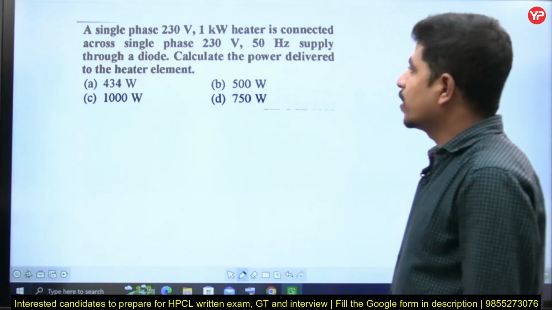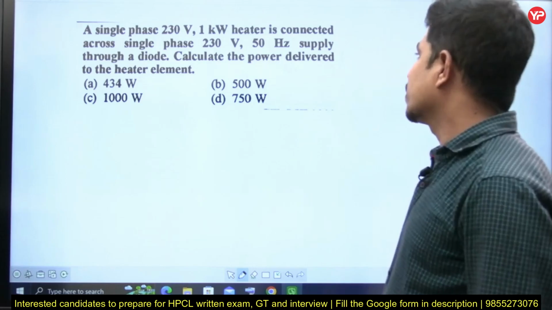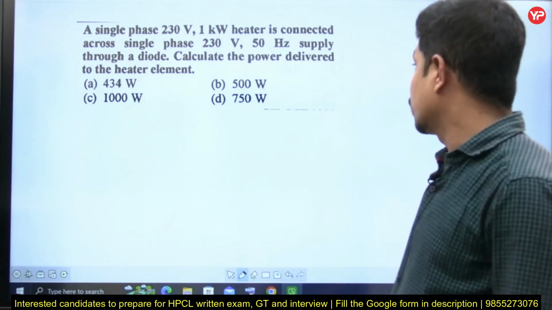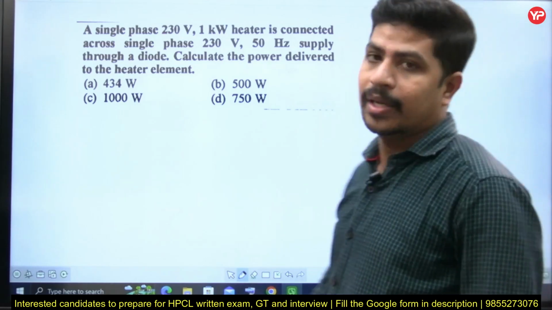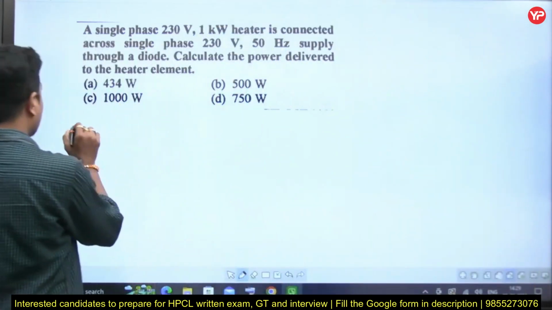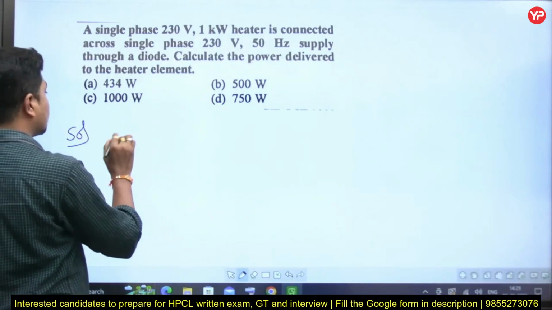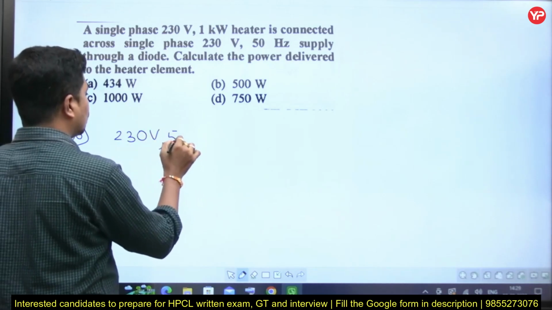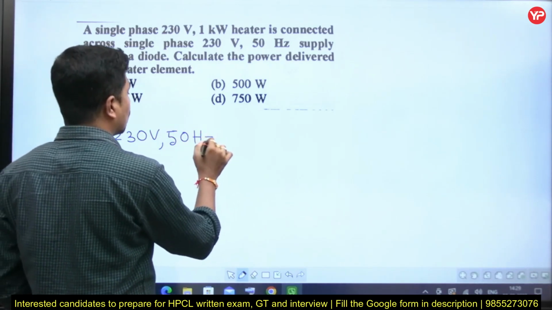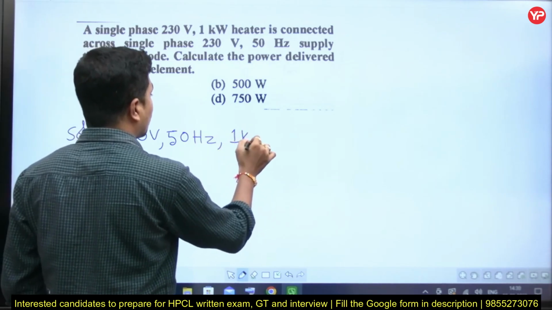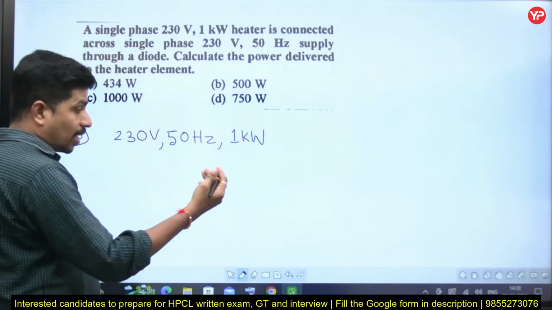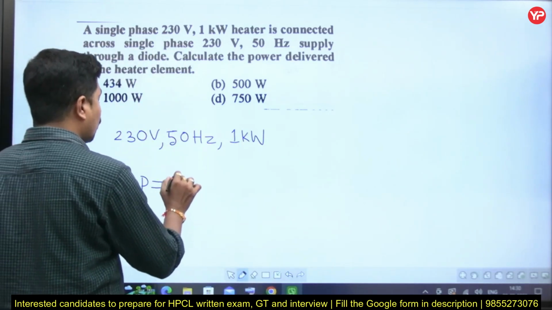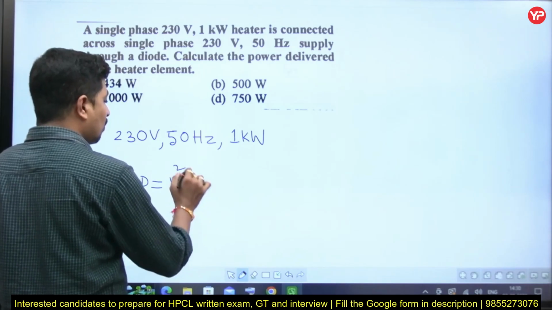The next question is a very good question. A single phase 230 volts 1 kilowatt heater is connected across a single phase 230 volts 50 hertz supply through a diode. He is saying that there is a resistance of 230 volts, 1 kilowatt, which is the rated power drawn by the heater. Then power is equal to V square by R. This V must always be the RMS value.